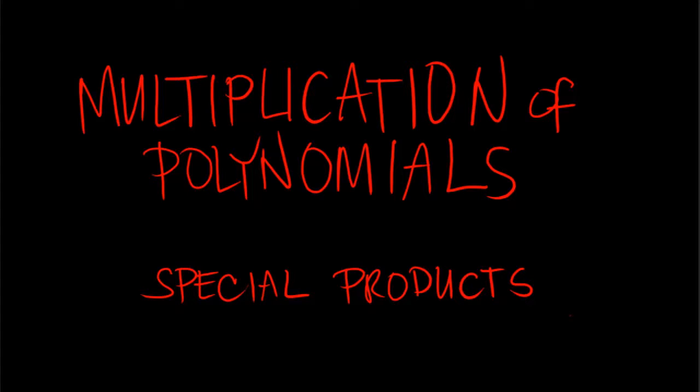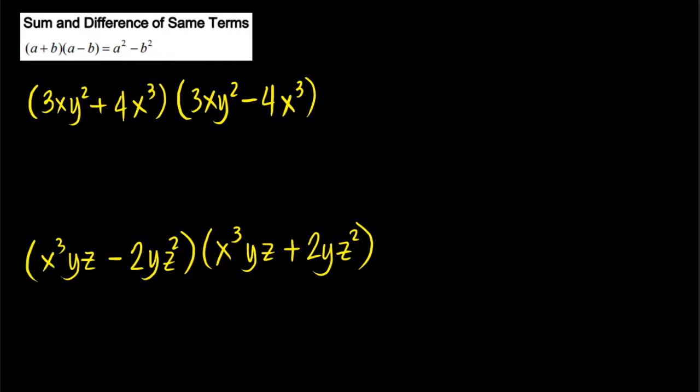So, let's start. First here, we have the sum and difference of same terms. Let's say you are looking at two sets of binomials here, and you notice that the first terms are the same and the second terms are the same. So, sum and difference of same terms. Also, you have to make sure that the signs are plus and minus.